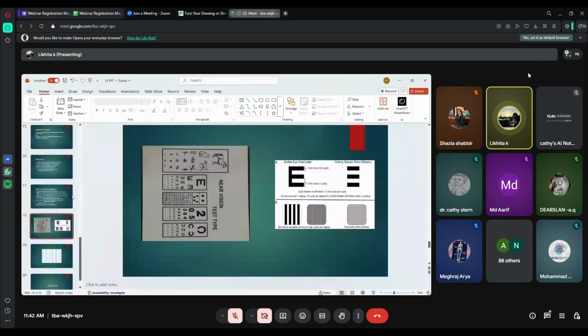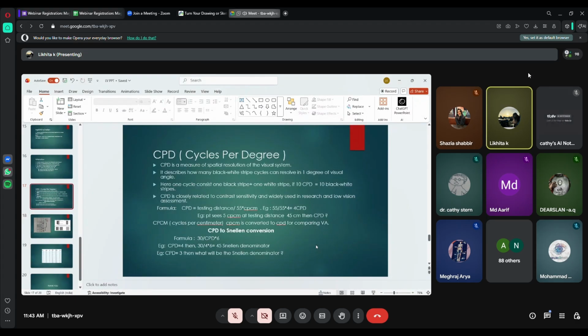Next one is CPD. As I already mentioned, what is CPD? It's a kind of Lea chart or tumbling Lea chart specifically used for children, Lea grading and all. That's CPD. CPD is known as cycles per degree. It measures the spatial resolution of the visual system. So CPD describes how many black and white stripes there are in a cycle.